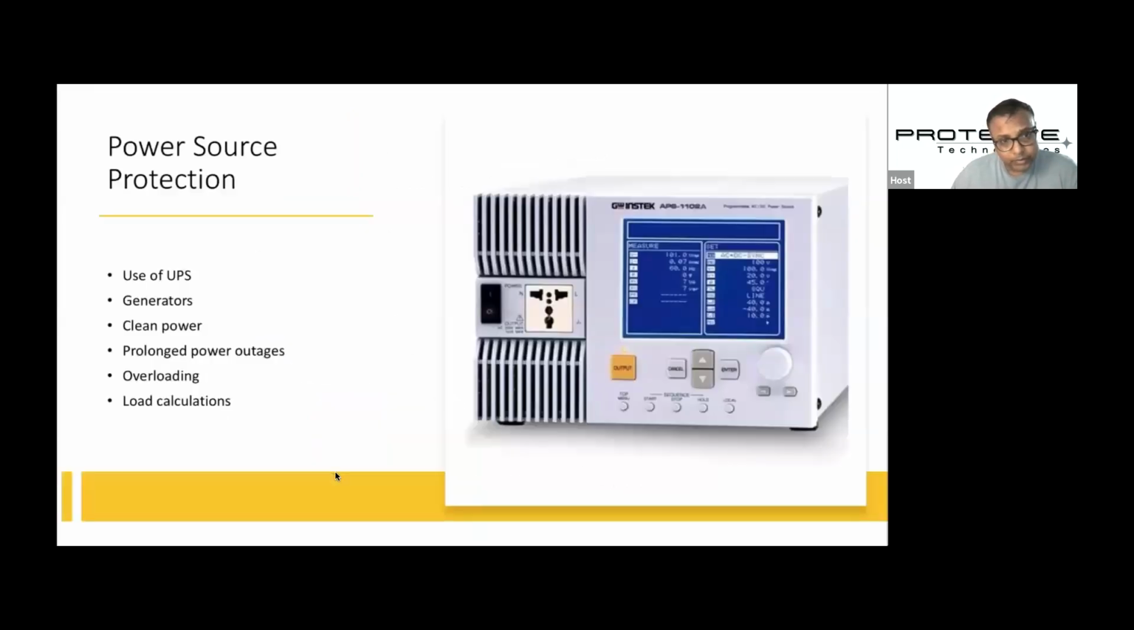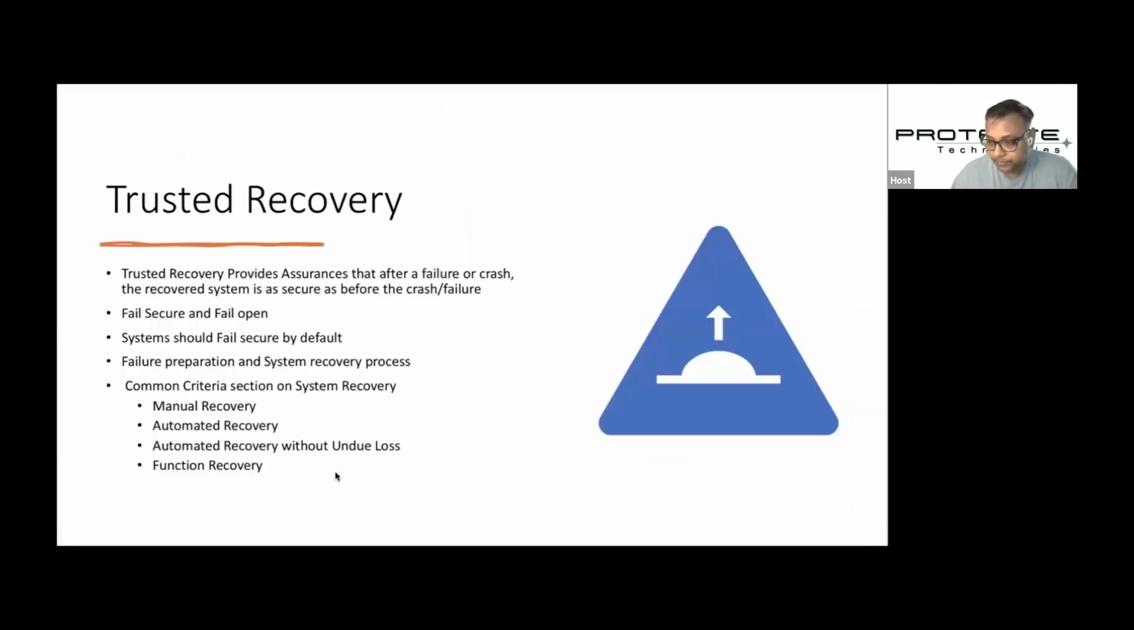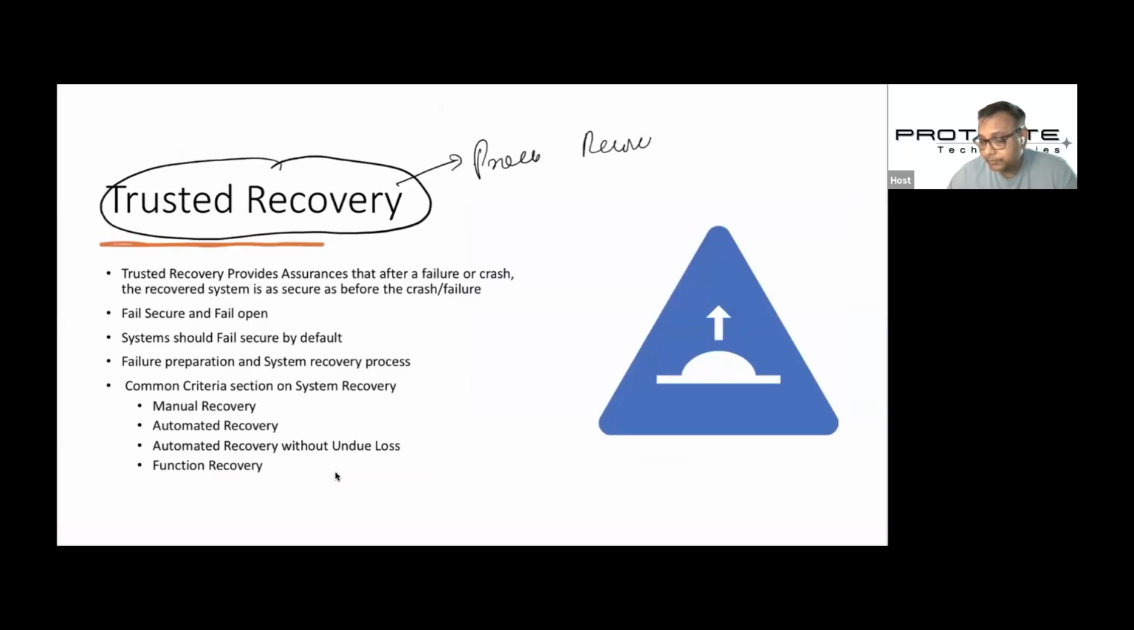Then you protect your power source. How do you protect your power source? Now this affects your availability, right? You use UPS and generators, okay? Carry out overload calculations and provide for additional power systems in case there are any power outages. Then whenever your systems fail, you have to plan for something called trusted recovery. What is a trusted recovery? A trusted recovery is a process in which you recover your systems into a secure state.